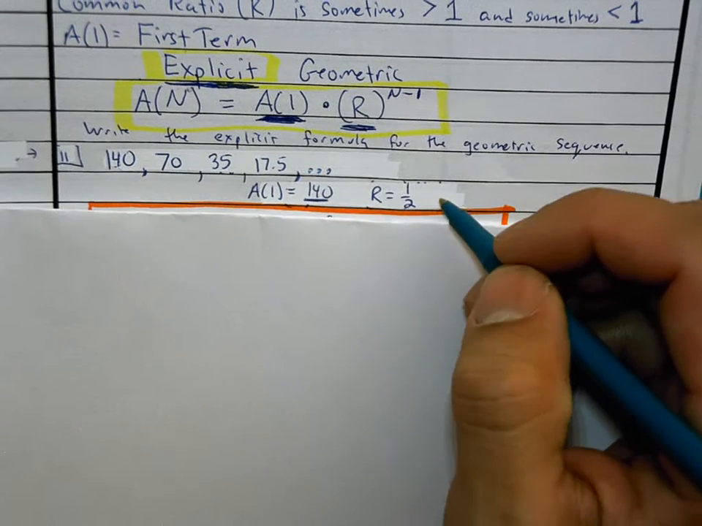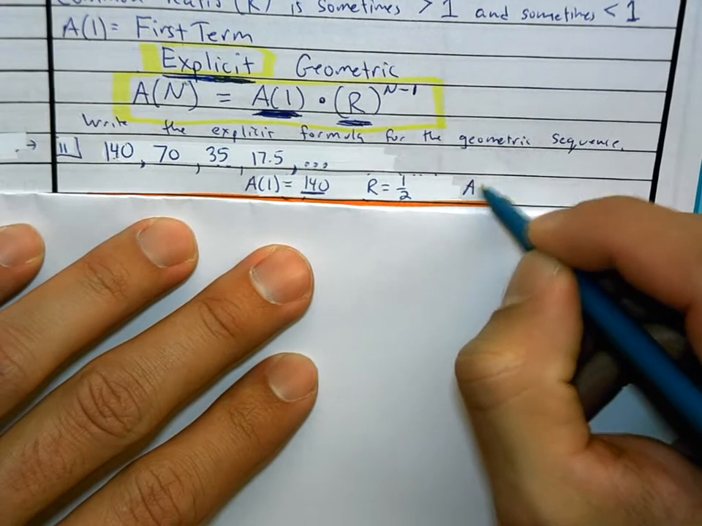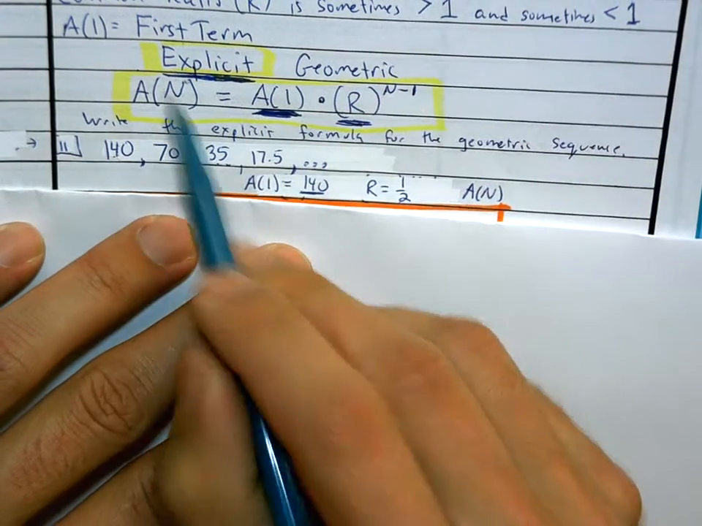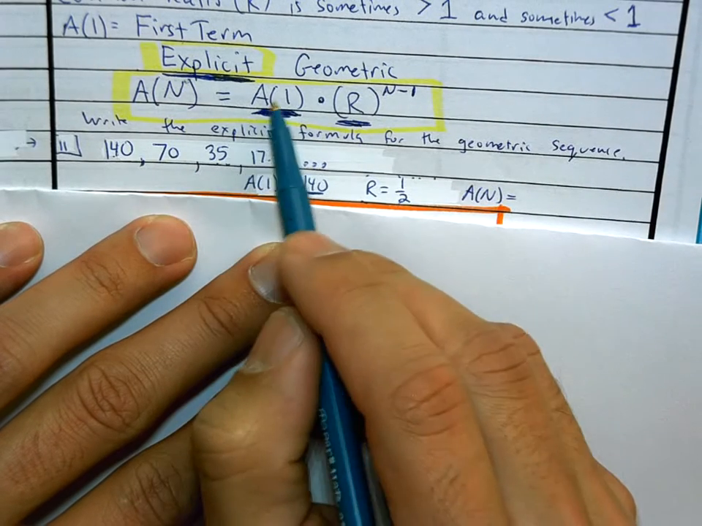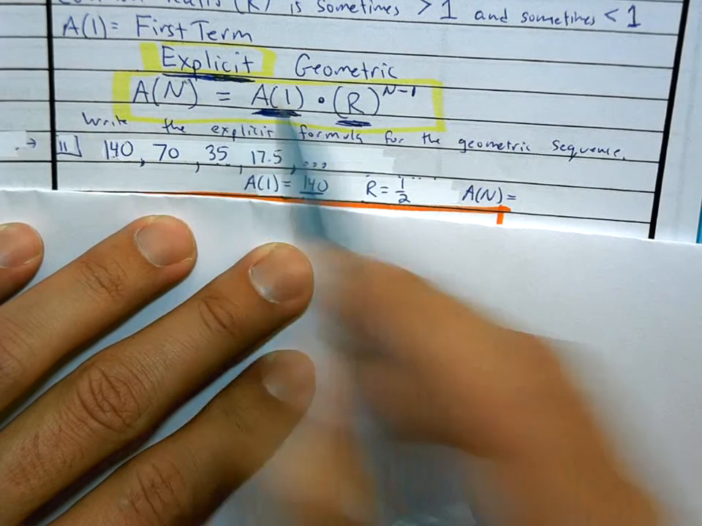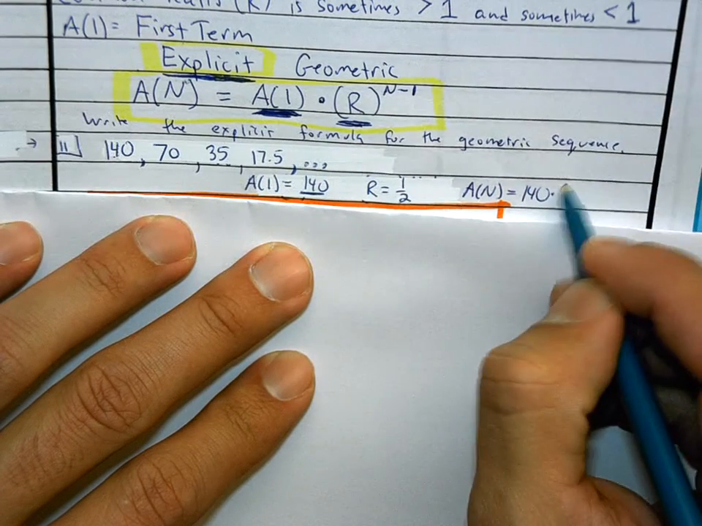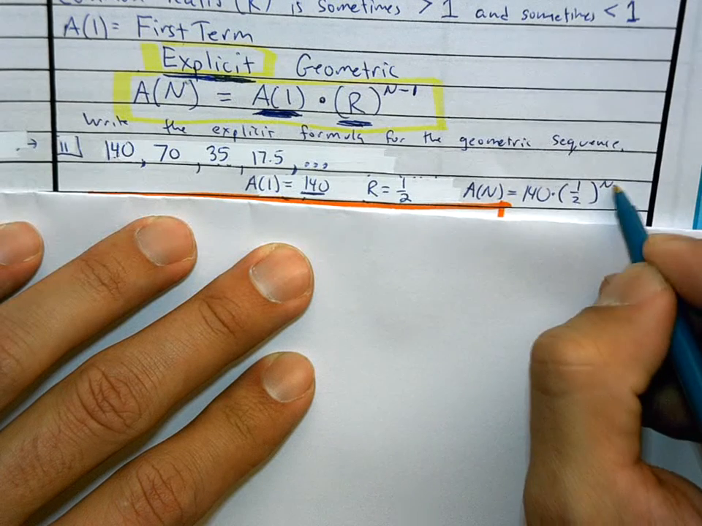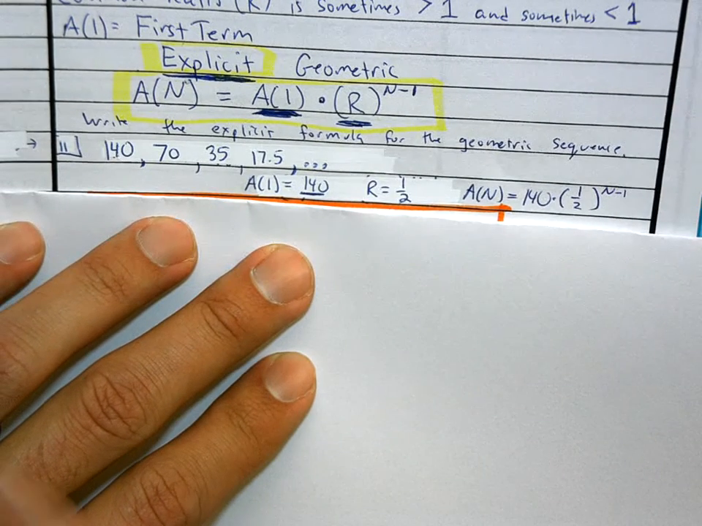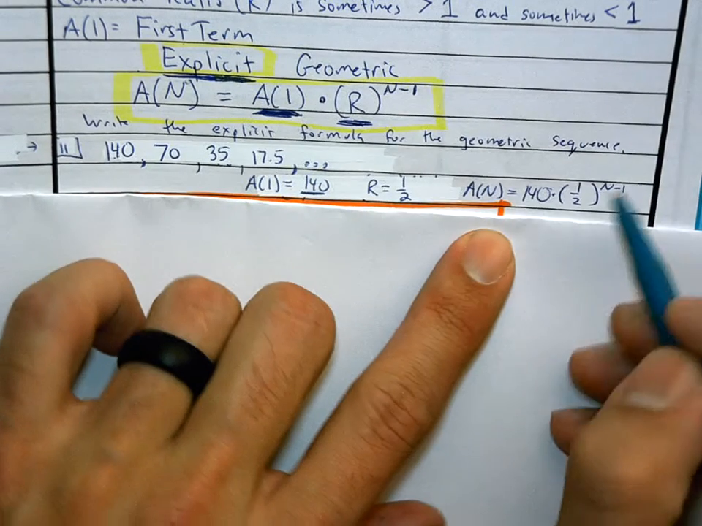Now I'm going to write down what I got for my geometric sequence. I'm going to write A of n. That doesn't change. I leave that alone. Equals. That doesn't change. It's not underlined. The only thing I change is this A of 1, which is 140, times in parentheses, my R, which is 1/2, to the n minus 1 power. This is what you should have for the explicit formula. Let me box that in.